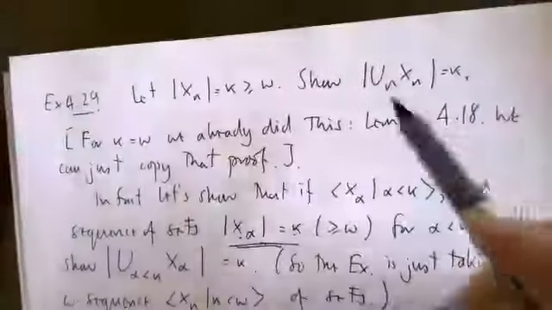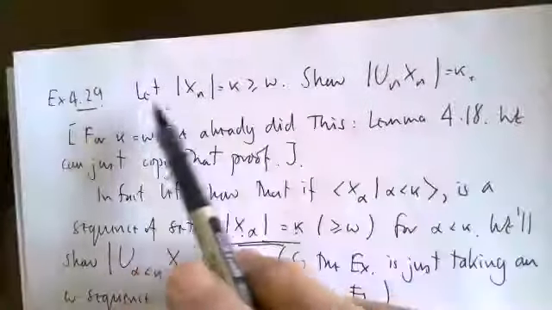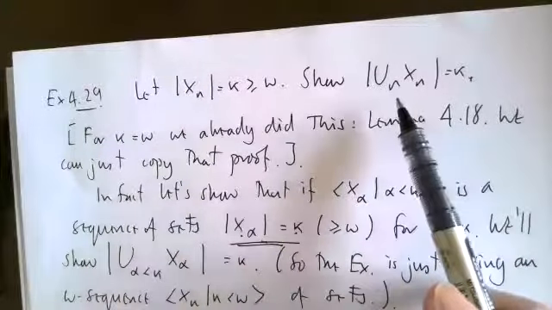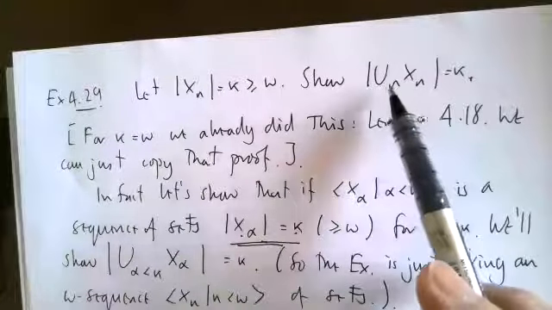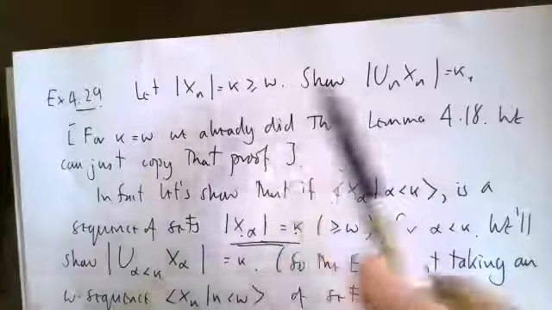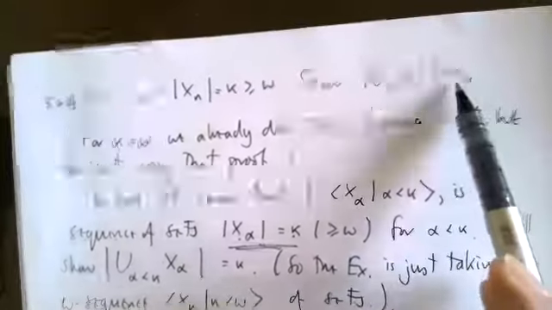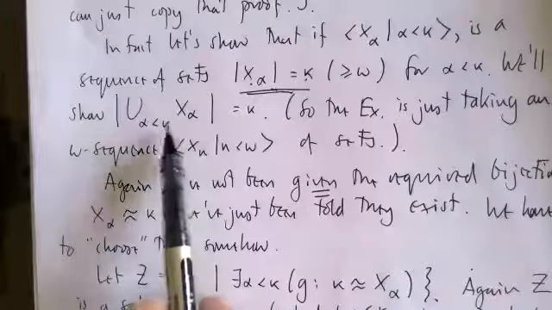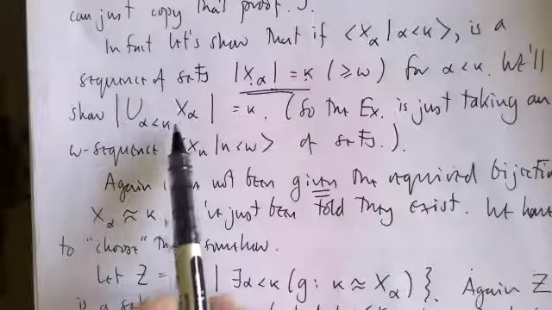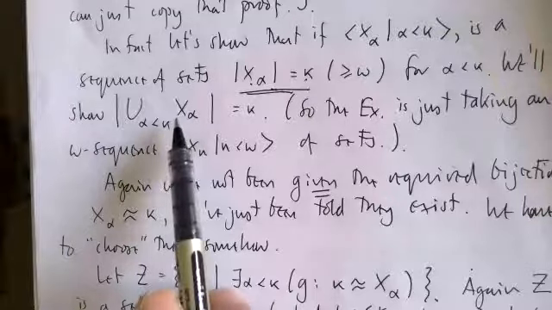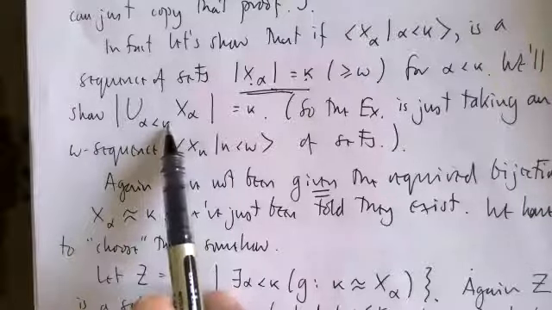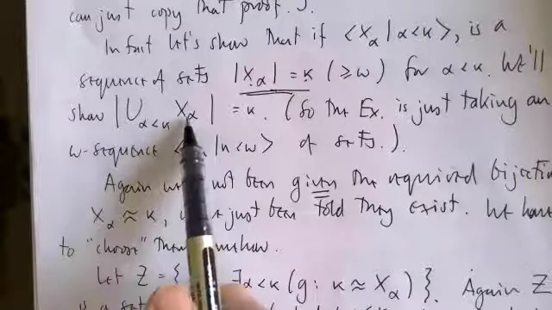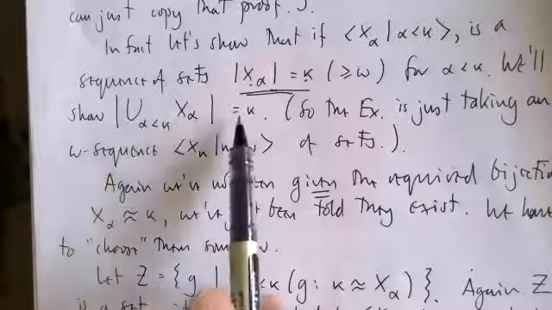So as a slogan then, exercise 4.29 just said, show that a countable union of sets of size kappa has size kappa. But we've gone one better. We've shown that for a collection of kappa many sets, each of size kappa, their union has size kappa.